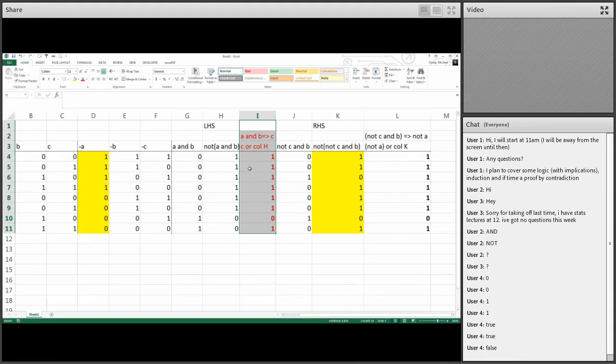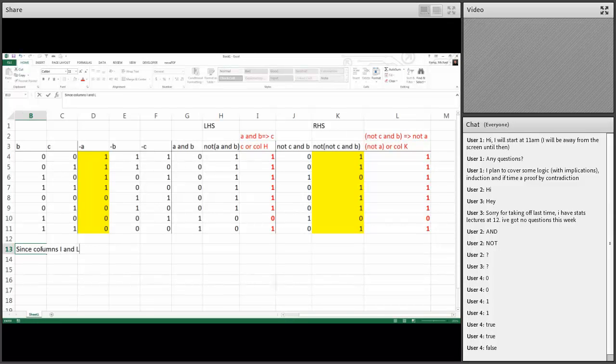for the left-hand side and the truth table for the right-hand side. Now, so long as those two are the same, that would mean that the two expressions are the same, or logically equivalent. You go, they are. Look, they're all the ones in the same place, zeros in the same place. And so the conclusion is, since columns, as I've got it, I and L, or columns 9 and 12, effectively, if you count them, are the same, left-hand side equals right-hand side. So that proves they're logically equivalent.